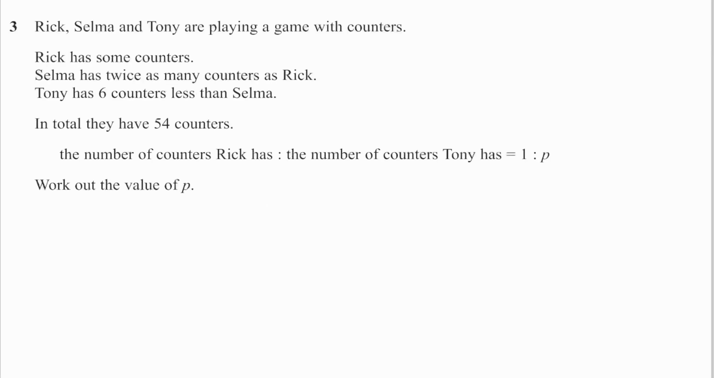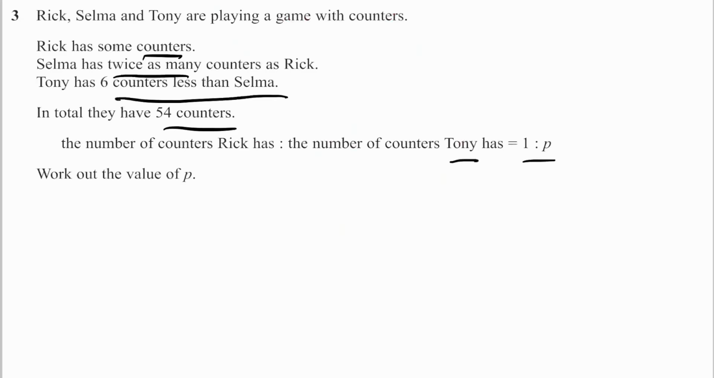Rick has some counters. Selma has twice as many counters as Rick. So let's underline because we've got a lot of words here. So Selma's got twice as many. Tony has 6 counters less than Selma. In total, there are 54 counters. The number of counters Rick has to the number of counters Tony has is 1 to p. So they're giving us a nice ratio here. Work out the value of p.